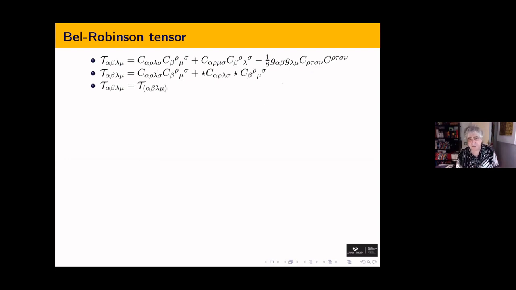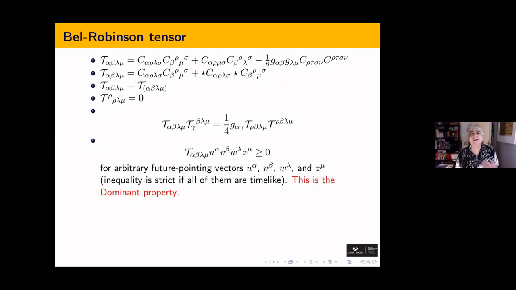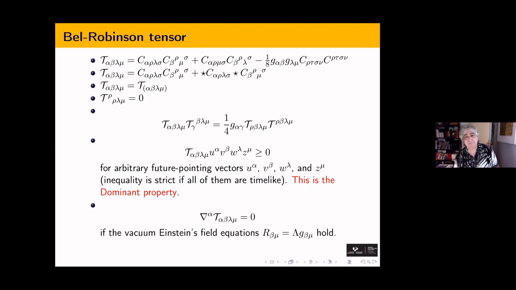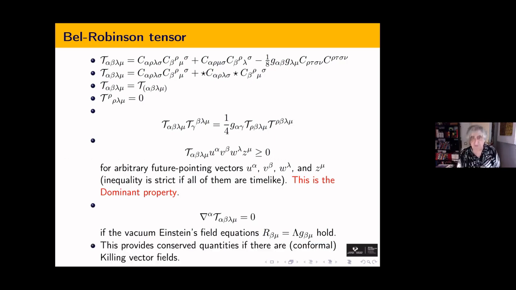This tensor is fully symmetric. It's also traceless. It also satisfies the quadratic condition. And it also has the dominant property, which is fundamental. If you contract this on any 4 future pointing vectors, this is always non-negative. And of course, if you are in vacuum, so if there's no matter around, this tensor is also divergence free if the Einstein equations hold, I mean, with Ricci equal to 0 or with lambda. And again, this provides conserved quantities with Killing vectors.